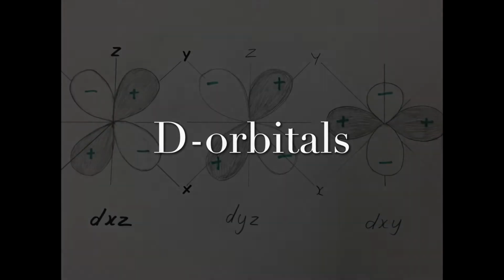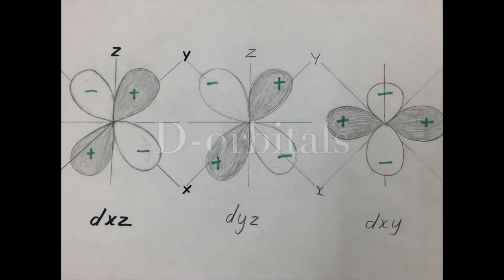D orbitals. There are 3 d orbitals. Therefore, n is equal to 3. Because n is equal to 3, this means L is equal to 2. ML is equal to plus 2, plus 1, 0, minus 1 and minus 2. Each number for ML represents 2 electrons. This means that d orbitals have 10 electrons in them.